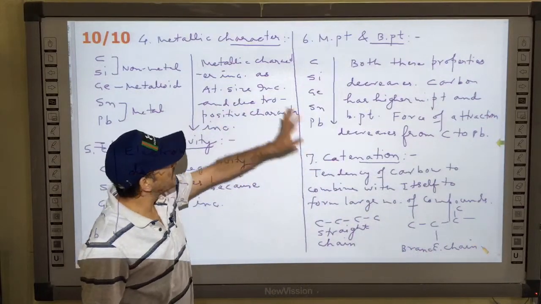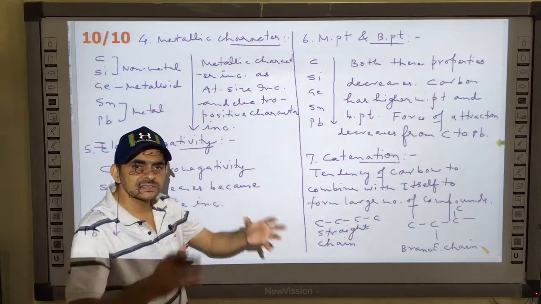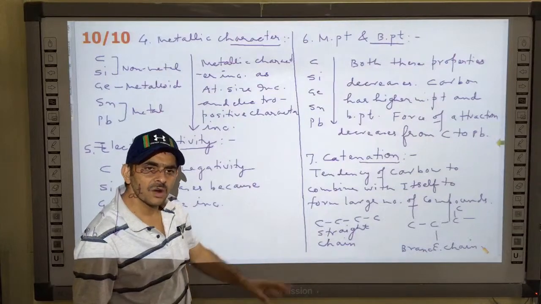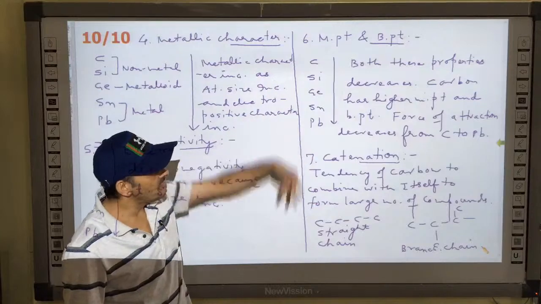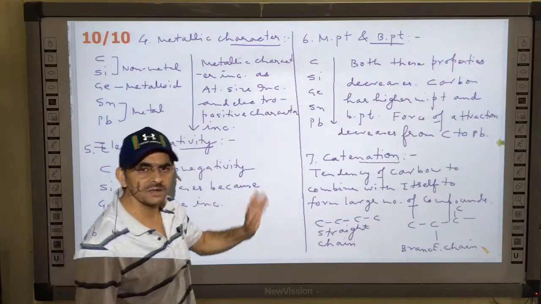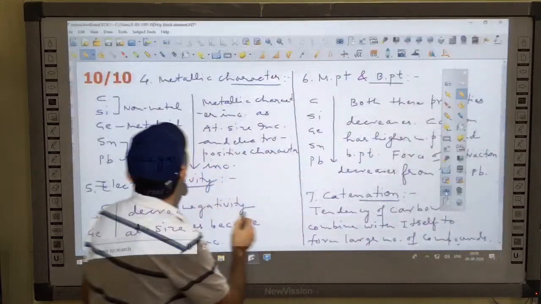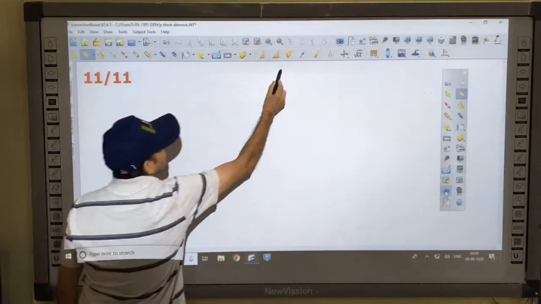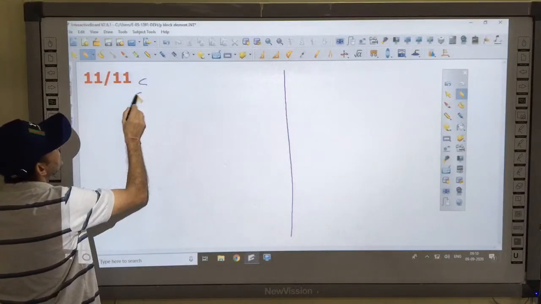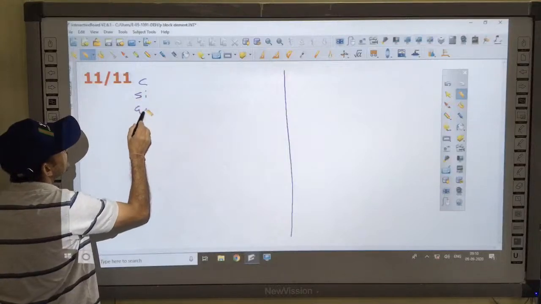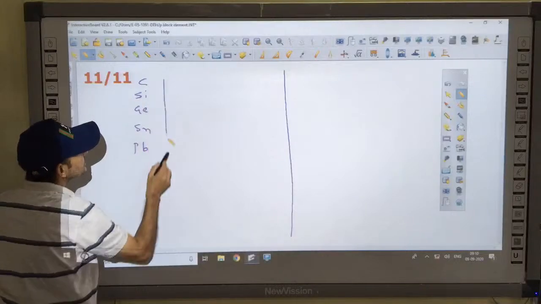So group 14 elements show the property of catenation. They are self-combining. Now what about the variation of this catenation? How does catenation vary when we move from top to bottom in group 14? Let us see its variation. When we move from carbon, silicon, germanium, tin and lead, catenation decreases.